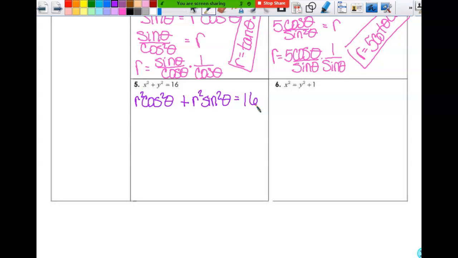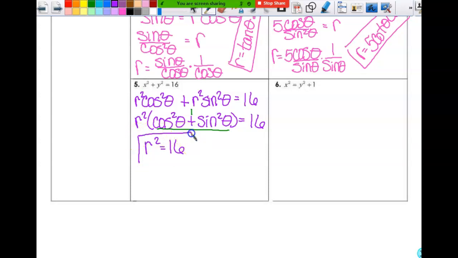All right, so these two terms on the left here, they both have an r squared in them, so what can I do? Factor it out. So I can factor out r squared. That leaves me with cosine squared theta plus sine squared theta equals 16. Then this part should look familiar, right? What does that equal? 1, exactly. So that means we get r squared equals 16. Okay, that's my answer.